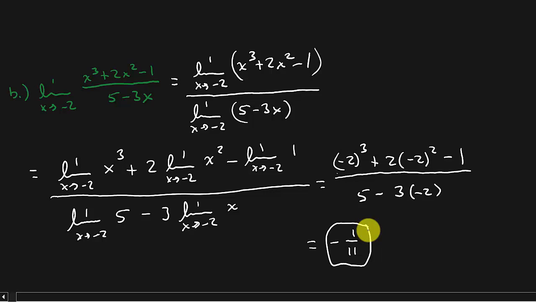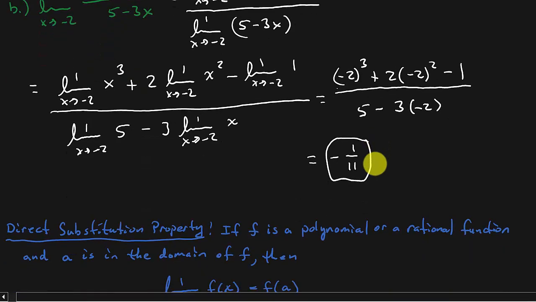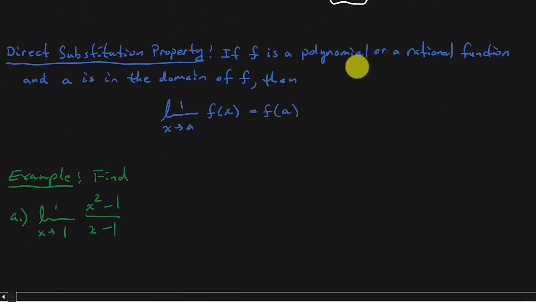So that's going through and finding the limits, showing all the steps, breaking it up and using those limit laws. But like I said, you're not going to write it out like that. And we have this property here, this direct substitution property. If f is a polynomial or a rational function and a is in the domain of f, so whatever x is going to has to be in the domain of the function, then the limit of f of x as x goes to a is equal to f of a.